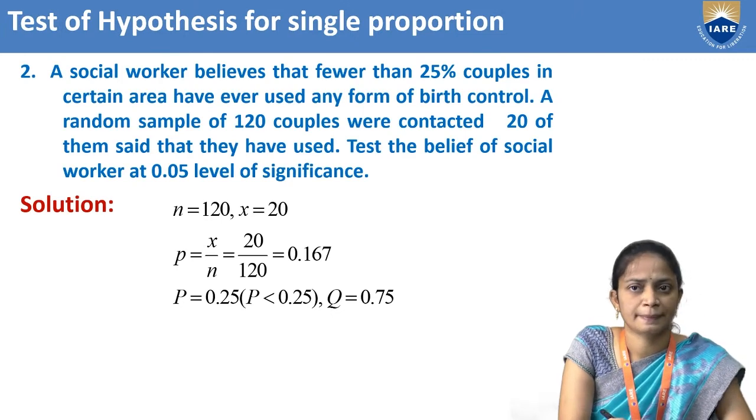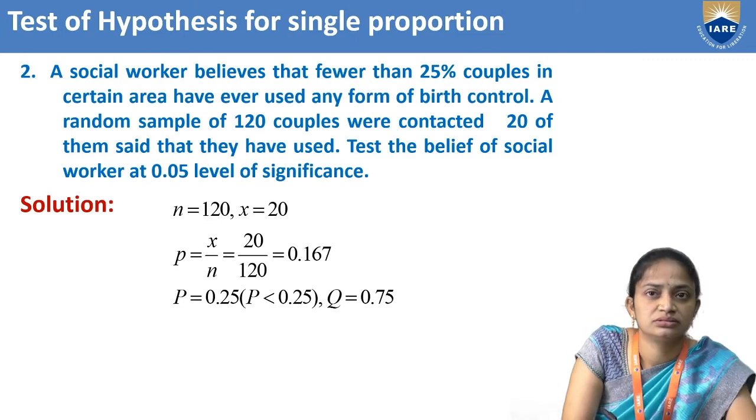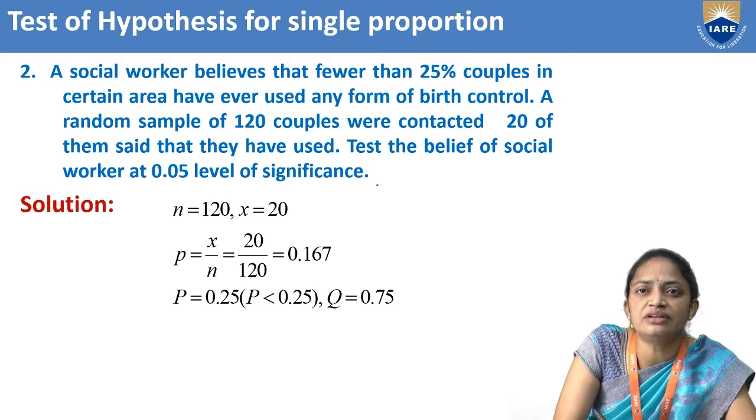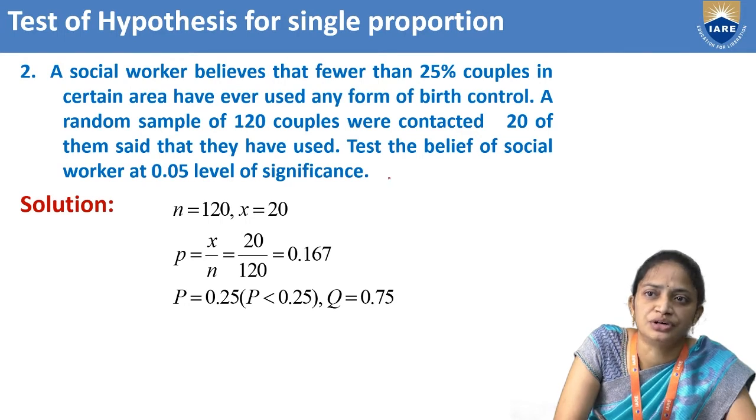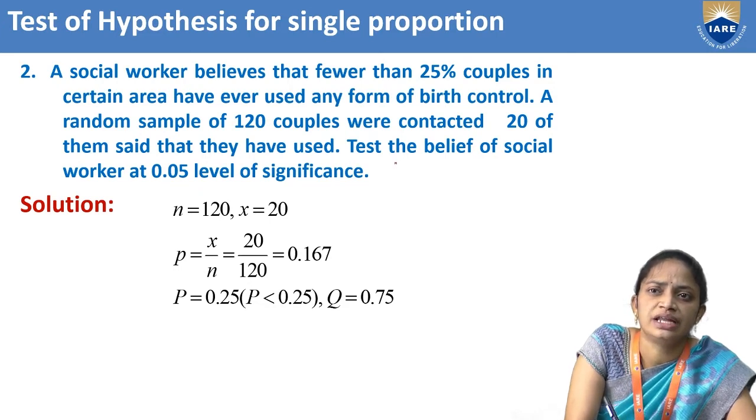Now, second question. A social worker believes that fewer than 25% of couples in a certain area have ever used any form of birth control. A random sample of 120 couples were contacted. 20 of them said that they have used. Test the belief of the social worker at 0.05 level of significance.